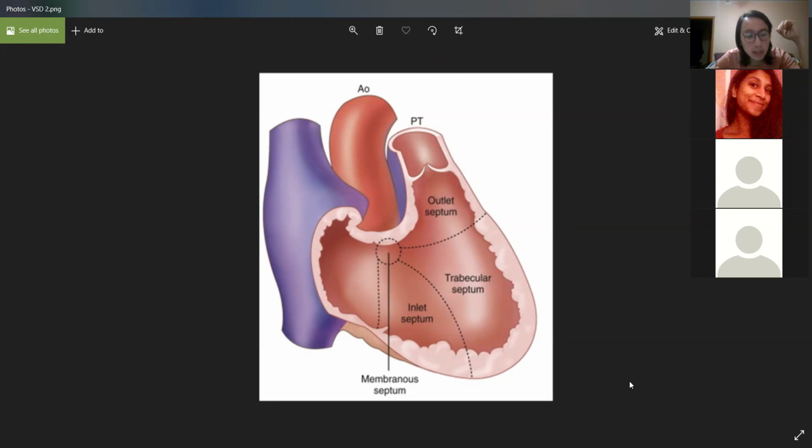Most cases, about 50% of VSD cases will close spontaneously. The hole will close spontaneously, but another 50% does not close, so it will require surgery for that to close, right? And it's not just congenital.